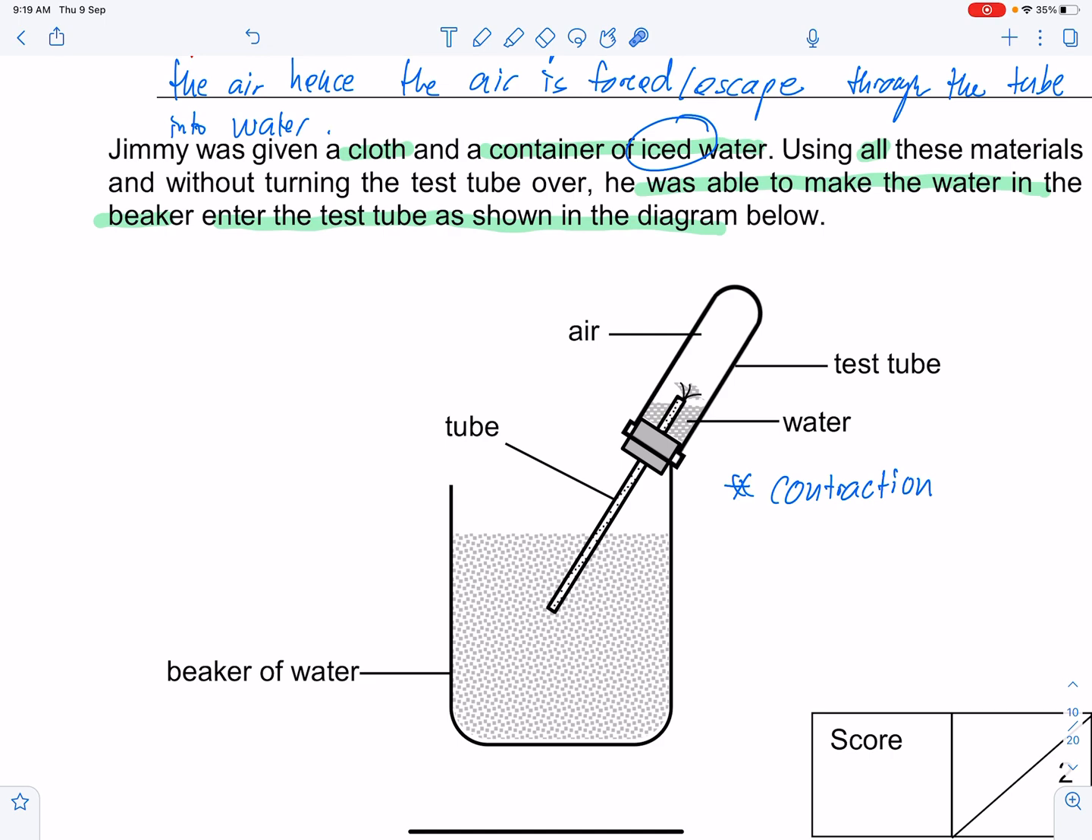But actually, what you could have done, assuming they include the container of ice water, is to dunk the piece of cloth into the whole beaker of ice water, and then wrap it around. So now your cloth is filled with all the ice water. It's very cold. It will cause your air to lose heat very quickly and contract.